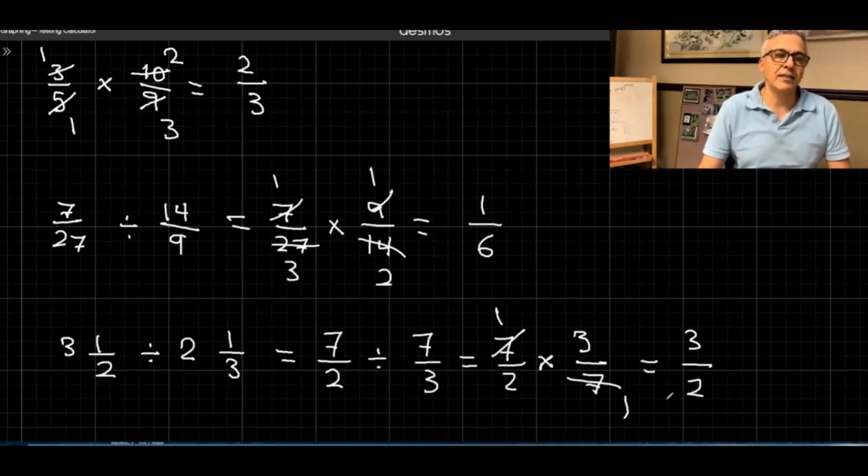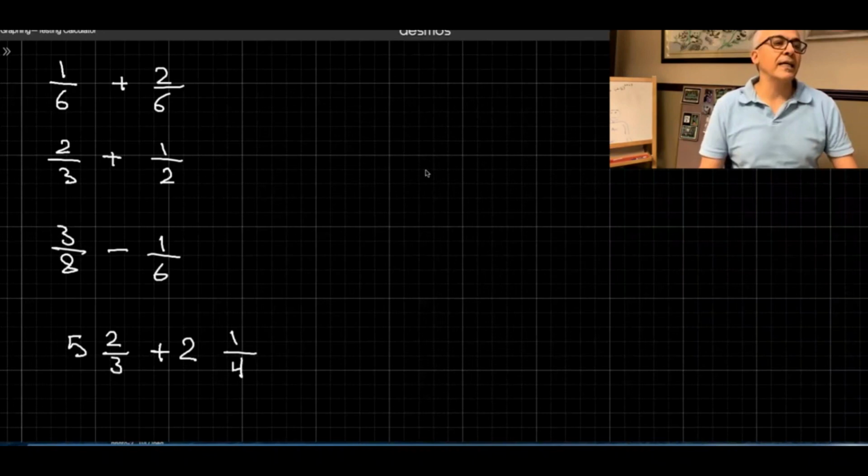You could leave this as it is, or if you want to change it to a mixed number, you go 3 divided by 2. 2 goes into 3, not evenly, but it goes into 3 once. And then 1 times 2 is 2. You have 1 as a remainder. So it's 1 and 1/2. And that's the answer for that.